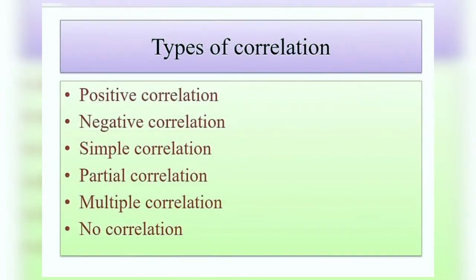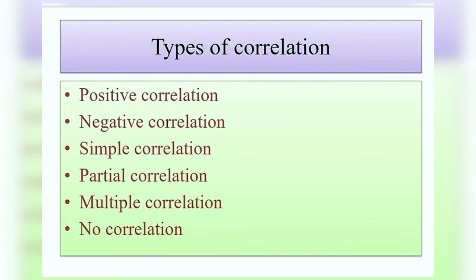The next one, types of correlation. In types of correlation, we have positive, negative, partial, multiple, and no correlation. First of all, we take the positive correlation. In the positive correlation, we take two variables x and y. Here, the values of the two variables change in the same direction, that is called positive correlation.